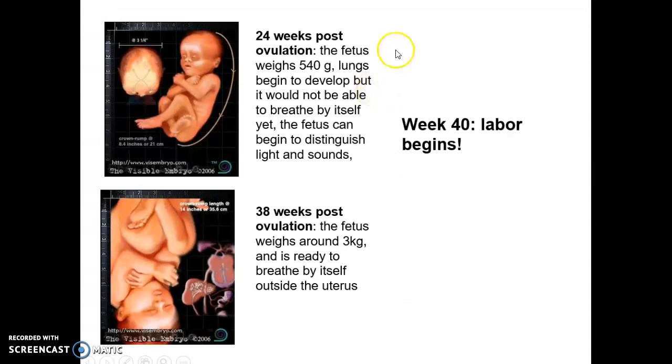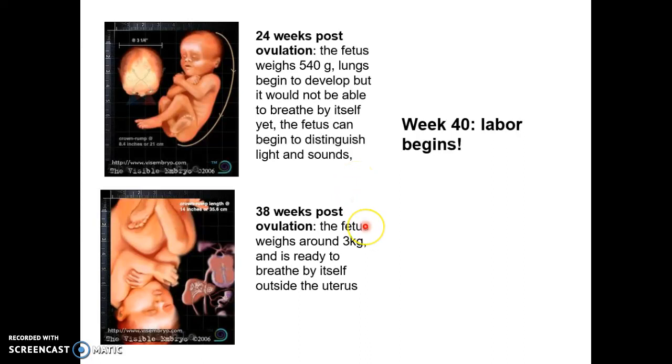24 weeks post-ovulation, the fetus already weighs approximately 540 grams. The lungs begin to develop, but it would not be able to breathe. This is why when a baby is born so prematurely, it has to be held in a special device, an incubator, and have artificial breathing assistance, etc., until the lungs mature. The fetus can begin to distinguish lights and sounds. This is when they begin to hear the voice of the mother and of the father, and they identify them.